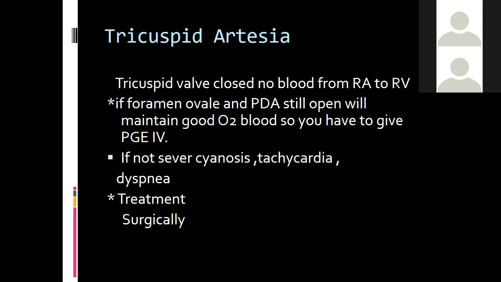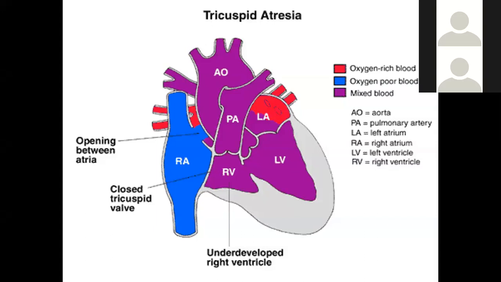not severe cyanosis can occur. The patient may have not severe cyanosis, tachycardia in some cases, and dyspnea can also occur in some cases. The treatment of choice is surgical indication, as also given for the ductus arteriosus. So this is also a case of the ductus arteriosus.